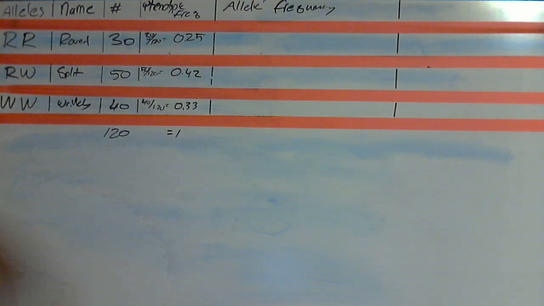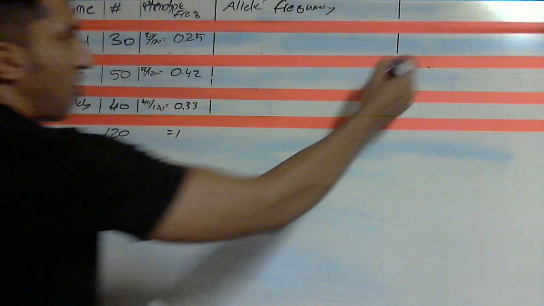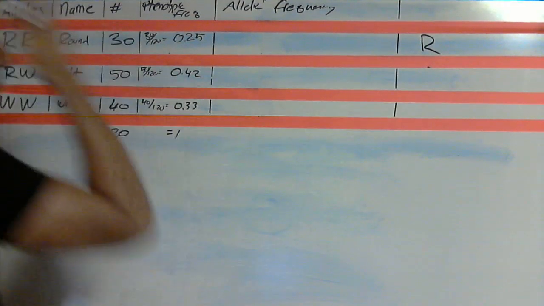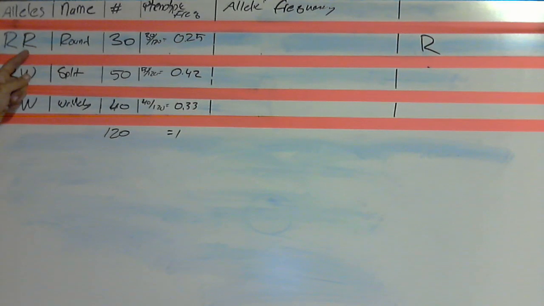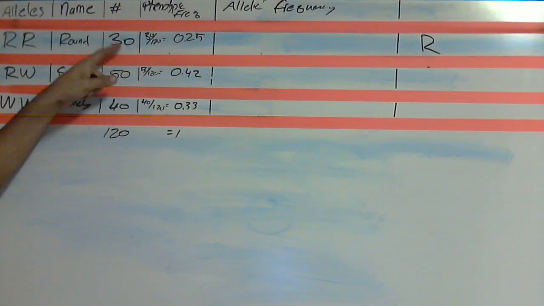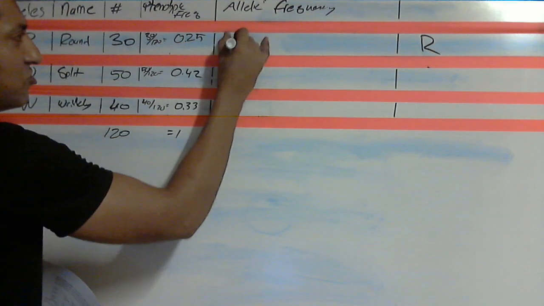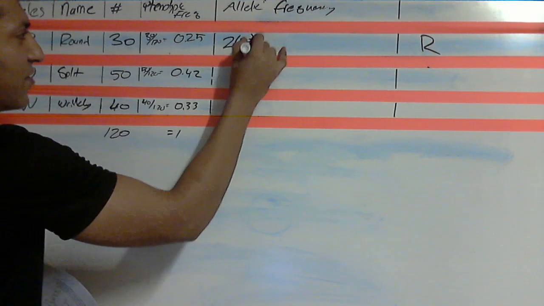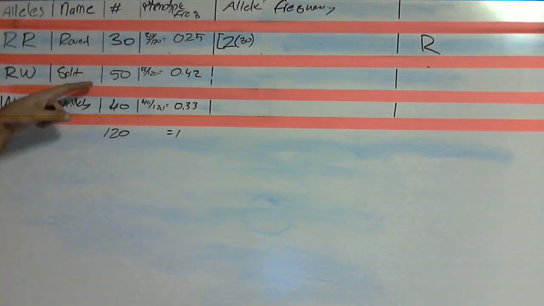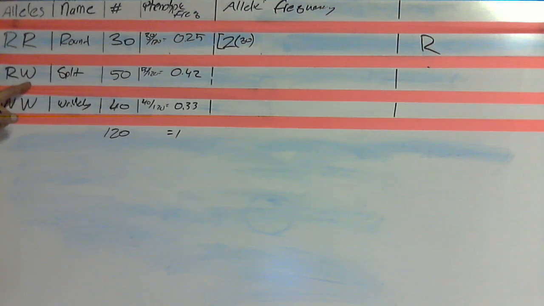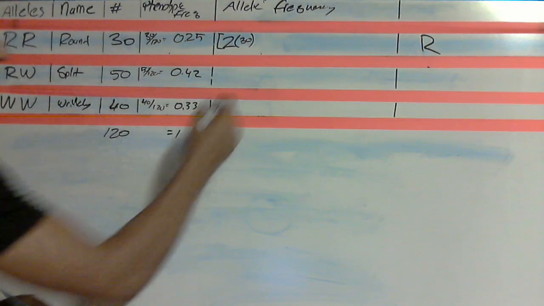Now let's figure out the allelic frequency. Okay? So what we're going to do is we're going to talk about these alleles now. Let's talk about this first one. We're going to the R's. We're going to talk about the R allele. So for every round, there's 2 R's, right? So for the 30 population, we can say there's 2 R's for those 30, right? And then there's other R's down here. So this population here, there's 50. They're actually going to have 50 R's and 50 W's, okay? So we're going to have to add a 50 right here.